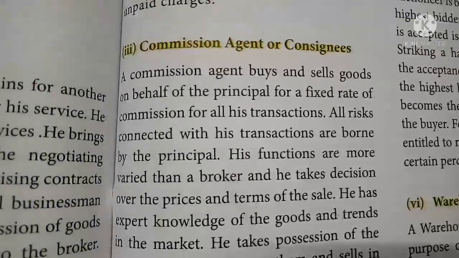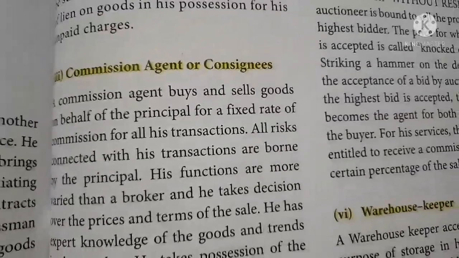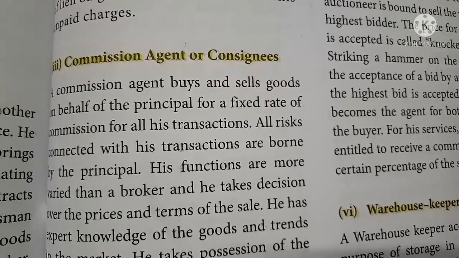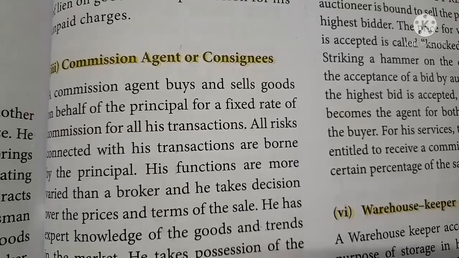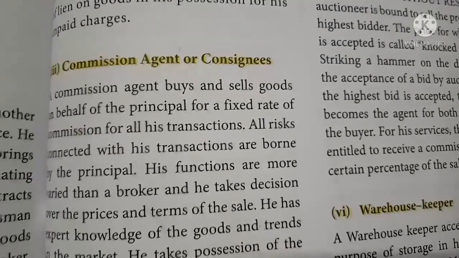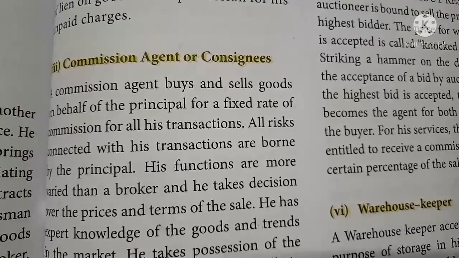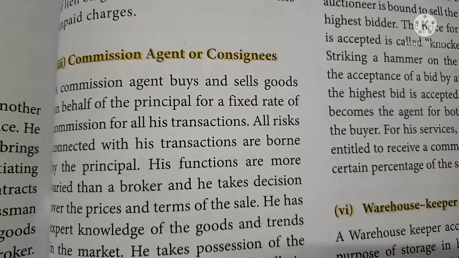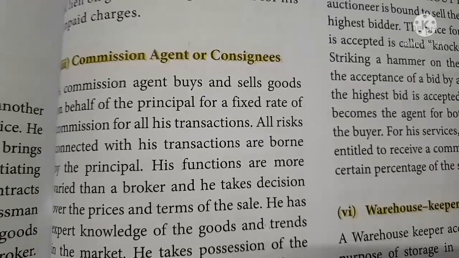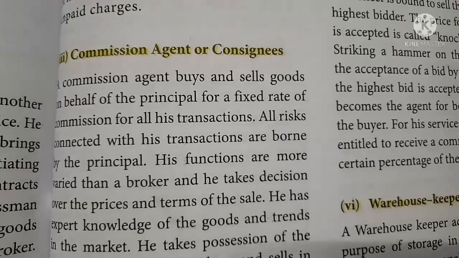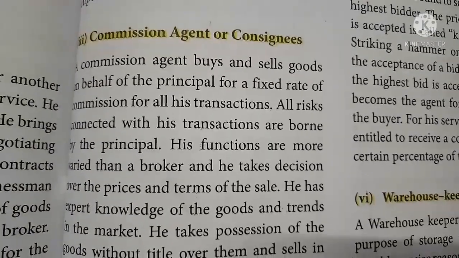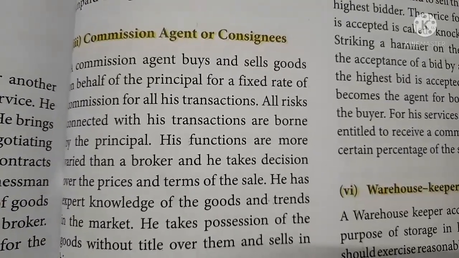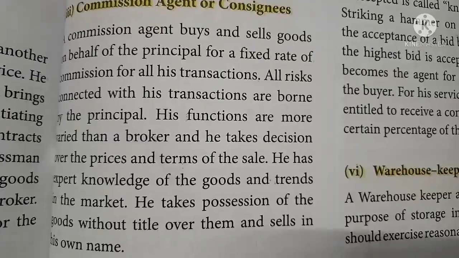Commission agent or consignees. A commission agent buys and sells goods on behalf of the principal for a fixed rate of commission for all his transactions. All risks connected with this transaction are borne by the principal, that is the owner. His functions are more varied than a broker and factor, and he takes a decision over the price and terms of the sale, and he has expert knowledge of the goods and trend in the market. So he will take the portion of the goods without title over them and sell in his own name.